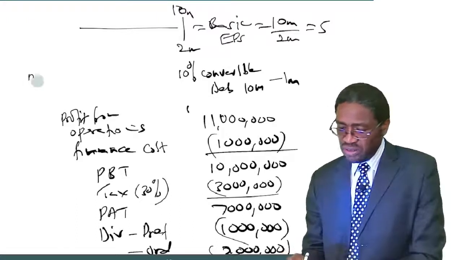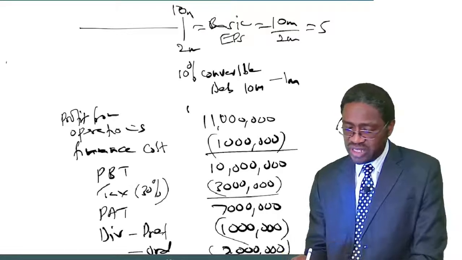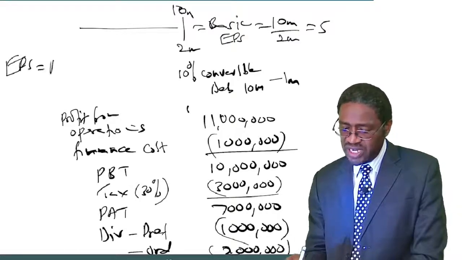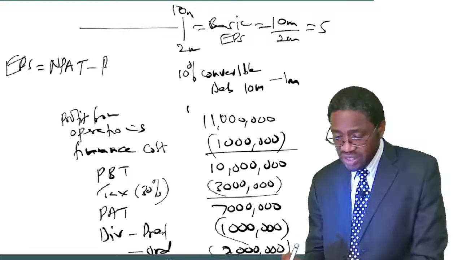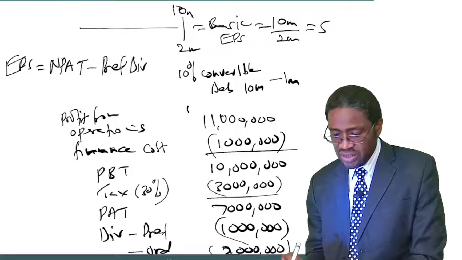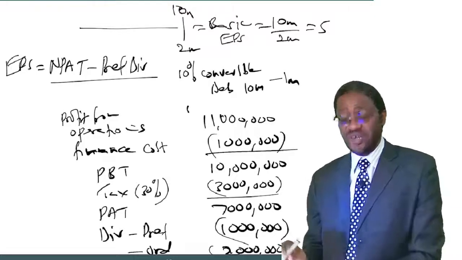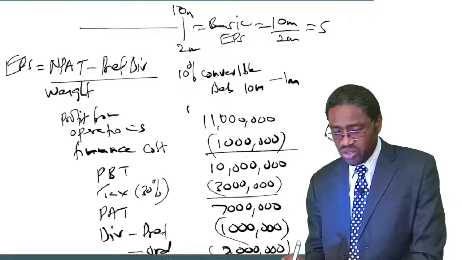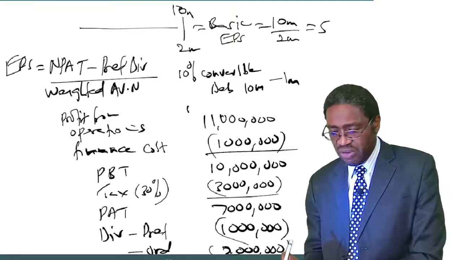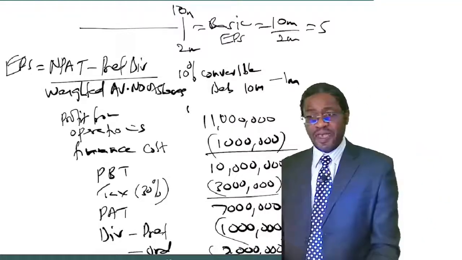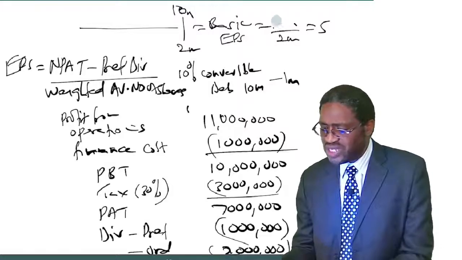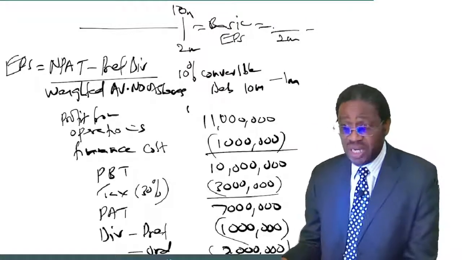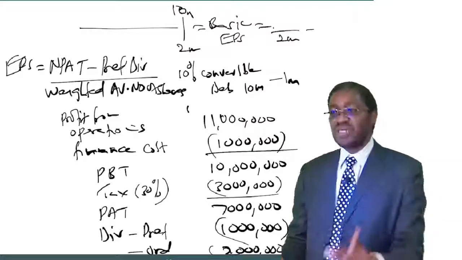To get the earnings per share, we take the net profit after tax, and we said you less preference dividend. Then you divide that by what we were calling the weighted average number of shares. So let's compute from this company what their actual basic earnings per share is.